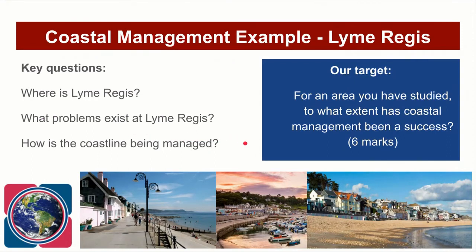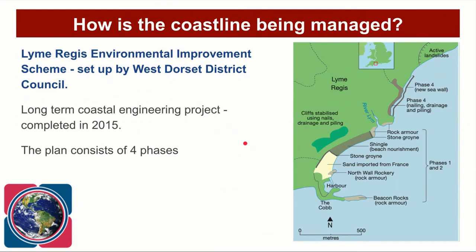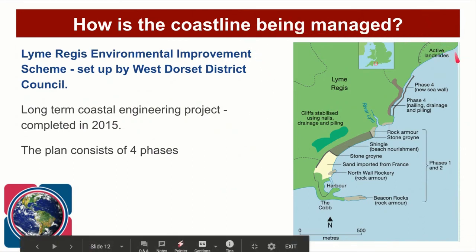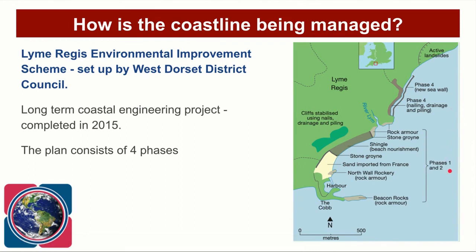Let's now have a little look at how the coastline is being managed. In order for us to be able to explain that, this map that you can see here is going to be really important because it splits the developments that have happened in Lyme Regis up into 4 different phases. So we've got phase 1, phase 2, phase 3, phase 4. Some of these are part of a long-term coastal engineering project which was completed in 2015. It was set up by West Dorset District Council, and it's called the Lyme Regis Environmental Improvement Scheme.